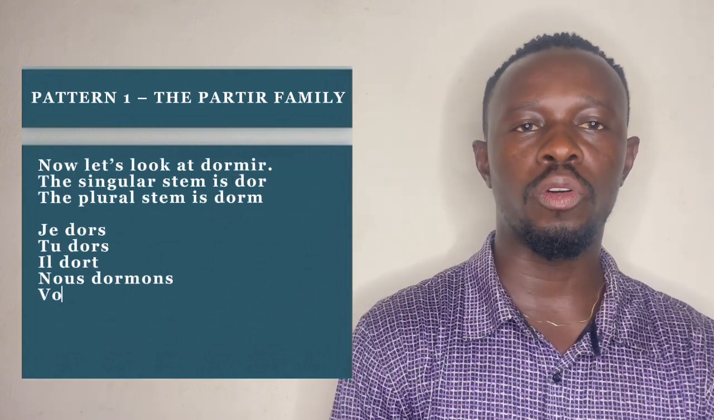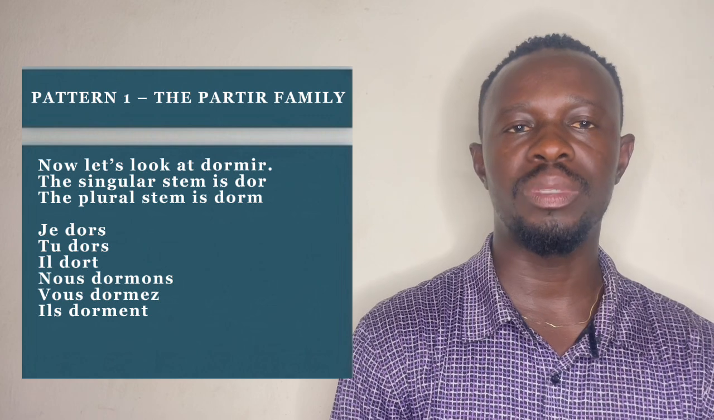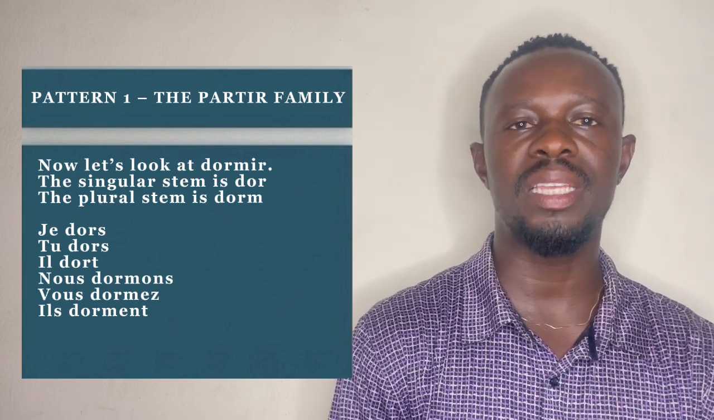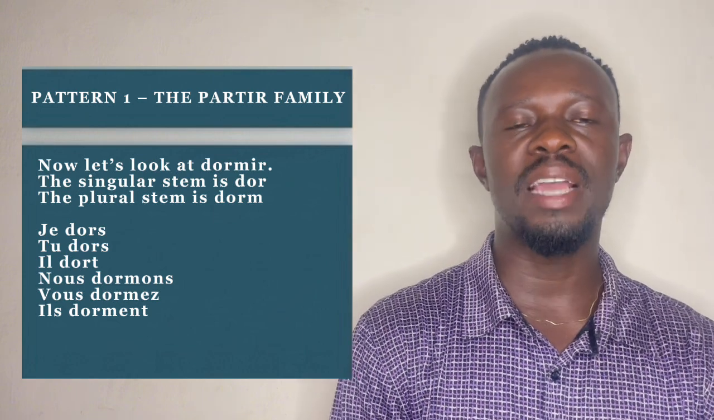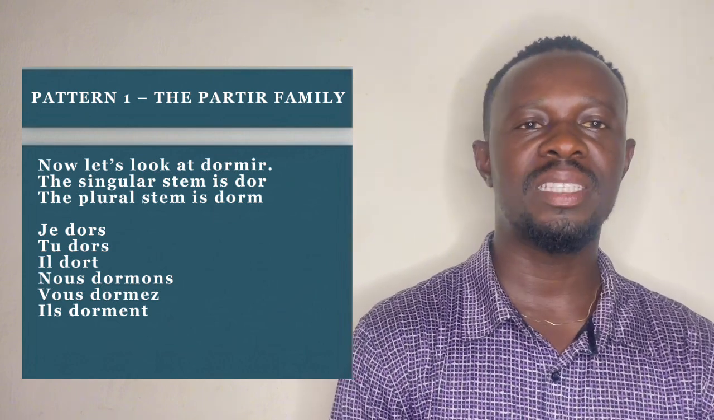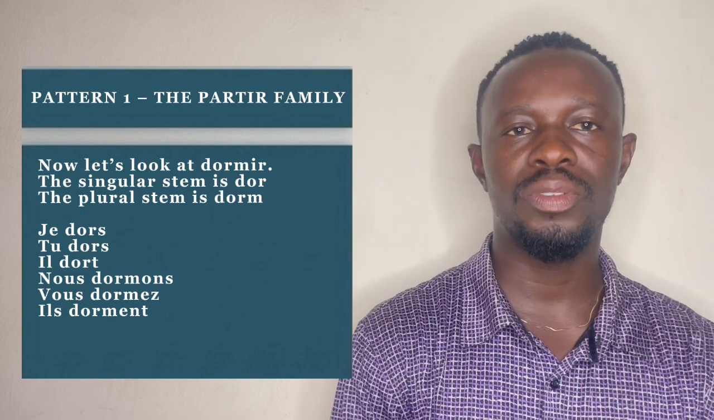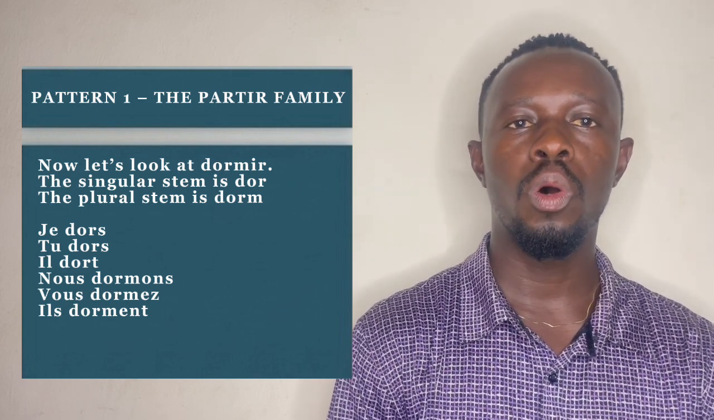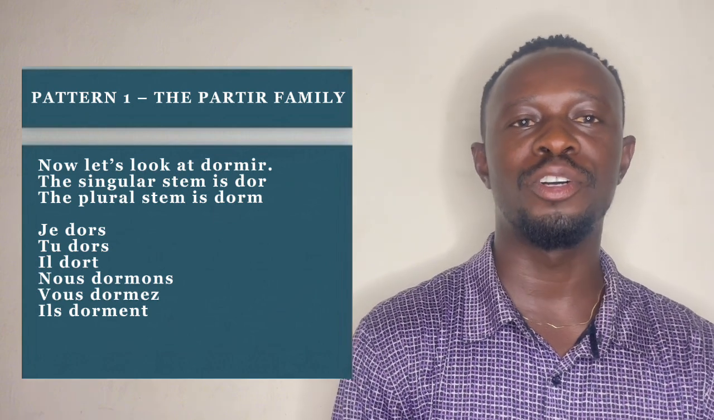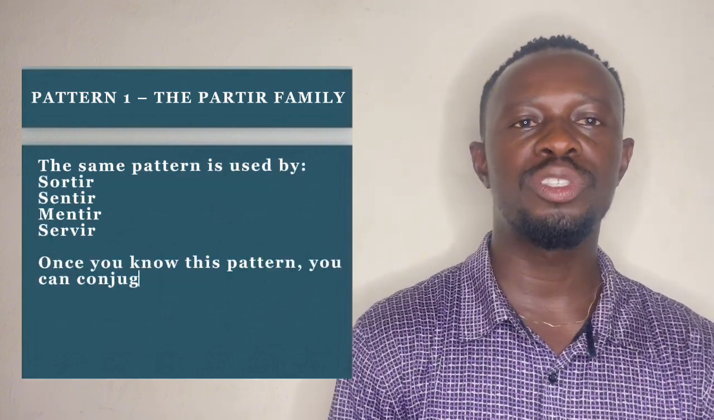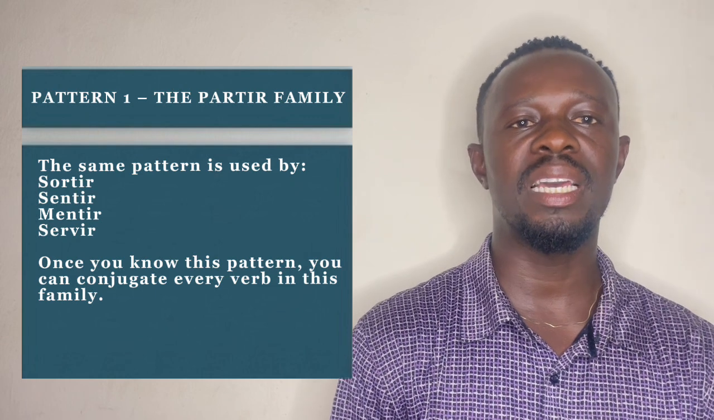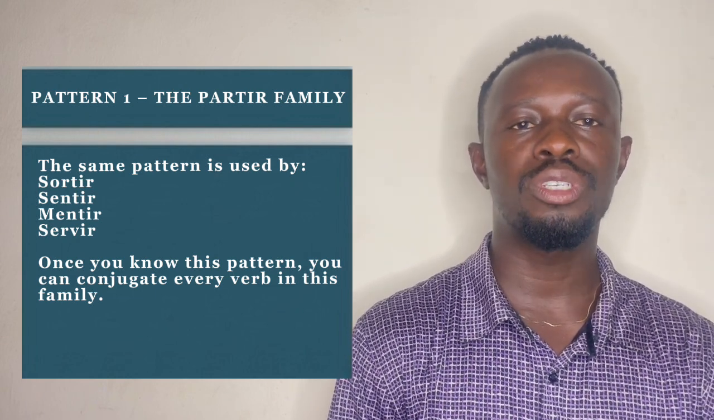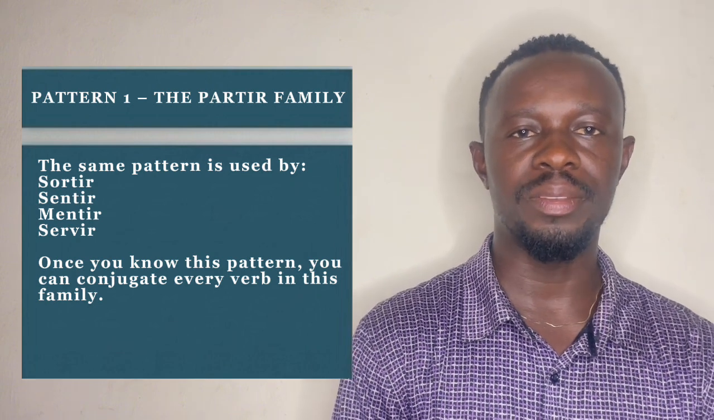Now let's look at dormir. Same principle because they are from the same family. The singular stem is dor and the plural stem is dorm. Now first you write your subject and you write your singular stem and your plural stem and you conjugate and it gives us je dors, tu dors, il dort, elle dort, nous dormons, vous dormez, ils dorment, elles dorment. Now, the same pattern is used by sortir, sentir, mentir, and servir. Once you know the pattern, you can conjugate every verb in this family.